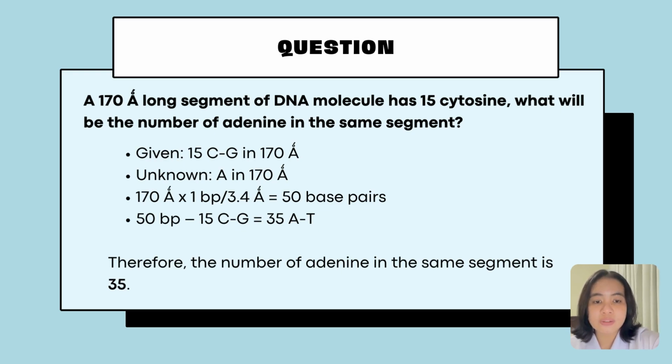the 170 angstrom by one base pair and divide by 3.4 angstrom, since we know that the distance between the bases is 3.4 angstrom apart. If we multiply and divide, we will get 50 base pairs, and these 50 base pairs will be subtracted by 15, which is the value of cytosine, and we will get 35. Therefore, the number of adenine in the same segment is 35.